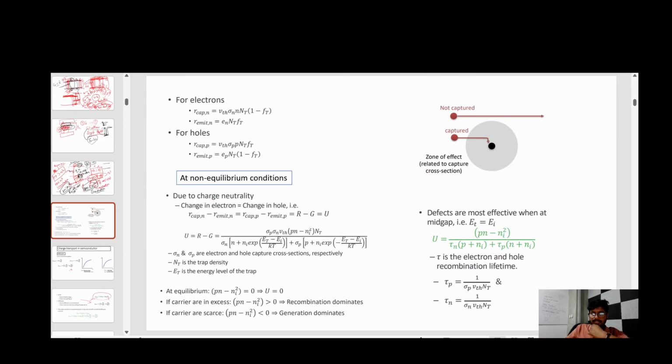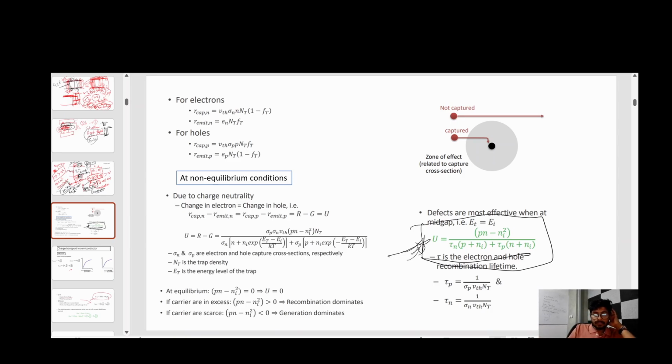Here, not here. This one. This is the total net recombination, or actually net generation or recombination.